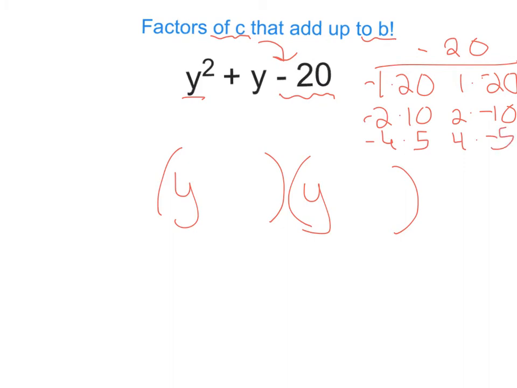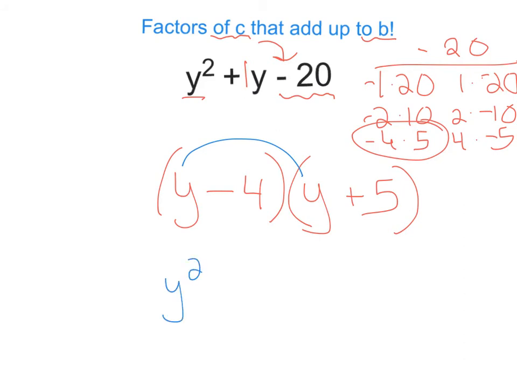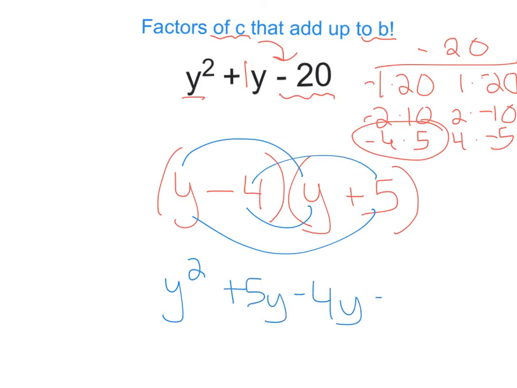If I look at all of these factors, which set is going to add up to be a positive 1? In this case, it would be negative 4 and 5. So I can place in a minus 4 and a positive 5. Can do a quick check, FOIL it out. So y times y, outside would be 5y, inside minus 4y, and last would be negative 20, and the middle terms combine to 1. So it checks.